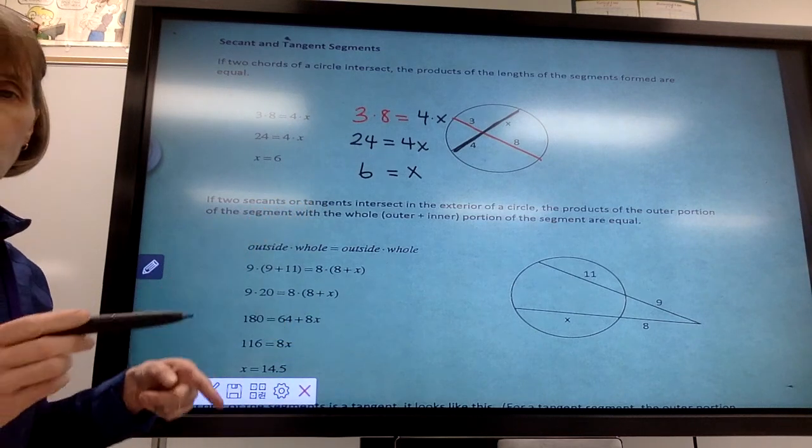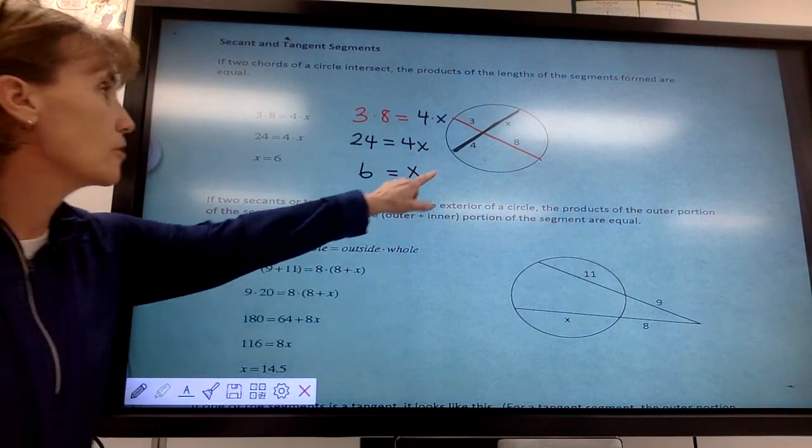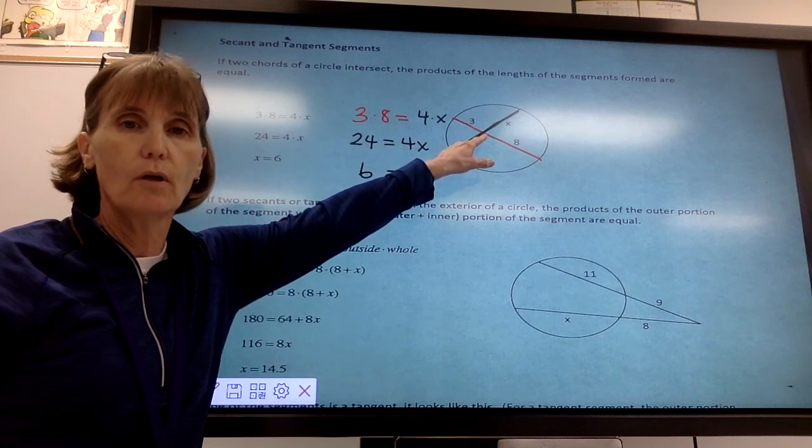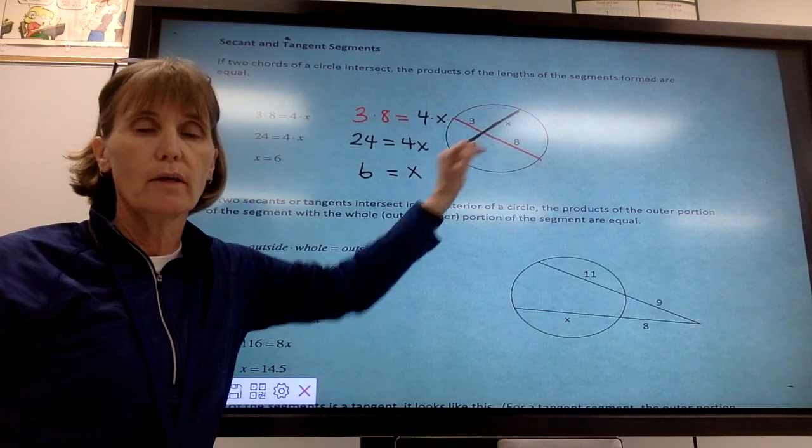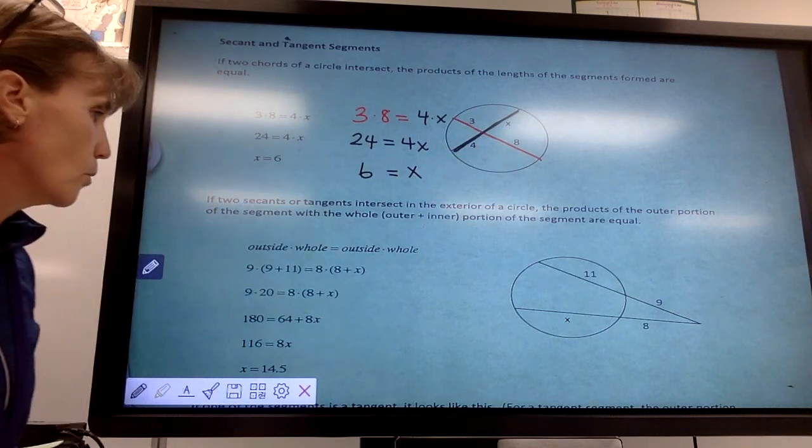That's when the two intersect inside the circle like that. Here your point of intersection is inside the circle. When that's the case, the product of the two pieces in each chord is going to be congruent. It's going to be equal.